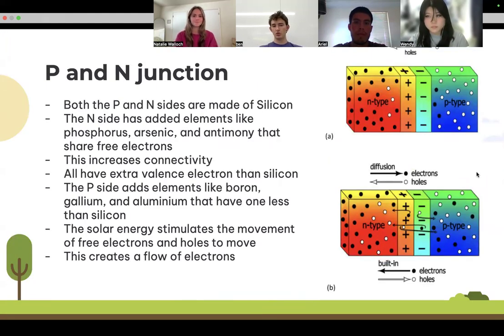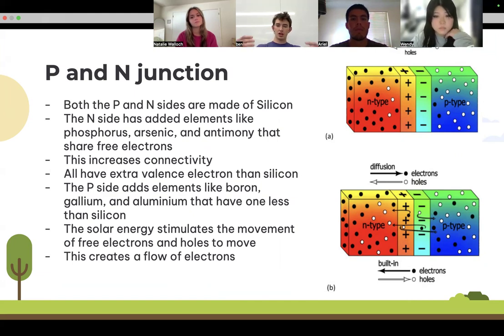So in the little squares of silicon, it's a P and N junction. The whole thing is basically made of silicon, and then there's elements that are added on the N and the P type sides. On the N side, you have elements like phosphorus, arsenic, and antimony that share free electrons. And then on the P side, you have elements like boron, gallium, and aluminum that have one less valence electron than silicon. So this basically makes the free electron side and the holes side.